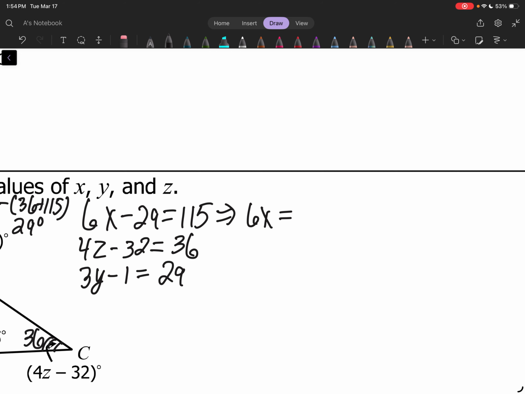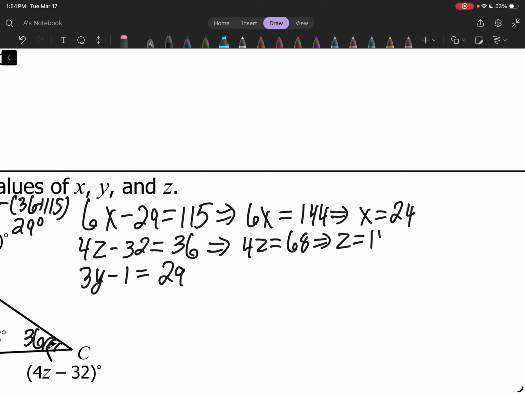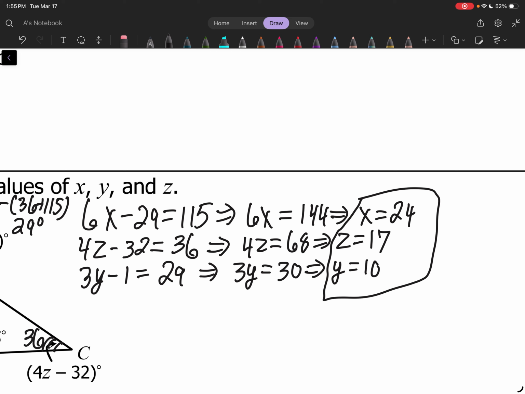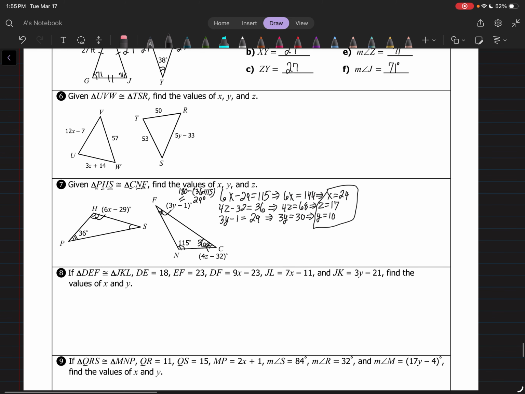If you want, you can use Desmos. I'm going to work these by hand. 6x is equal to 144, which means x is going to be equal to 24. 4z is going to be equal to 68, which tells me z is going to be equal to 17. 3y is equal to 30. Therefore, y is equal to 10. There's my x, y, and z values finished. Try 6.